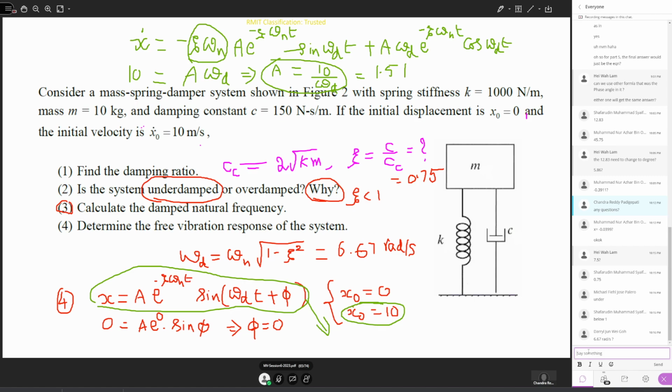So substitute A value in this expression, that will give you the final response. This portion eta into omega n t, you can replace with whatever is the number. Then substitute the phase. So that will be the final free vibration response of the system.